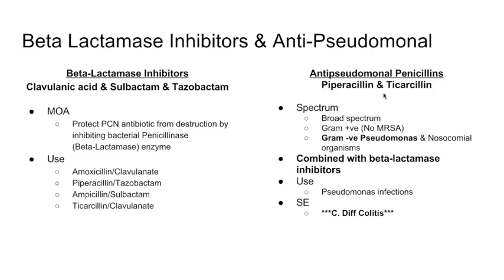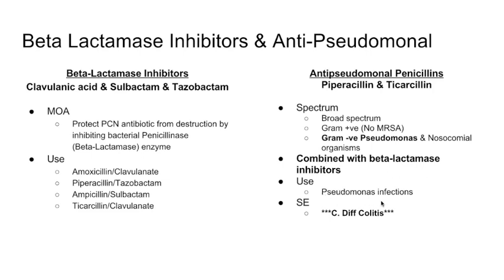Next is the anti-Pseudomonal penicillin. So these are the piperacillin and ticarcillin. They're very broad spectrum. They have gram-positive coverage, but they don't cover MRSA. And they have some gram-negative coverage, mainly Pseudomonas and nosocomial infections, so infections that you acquire in the hospital. These medications are combined with beta-lactamase inhibitors.